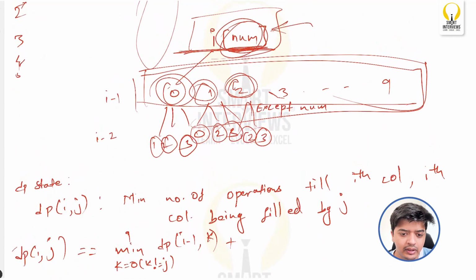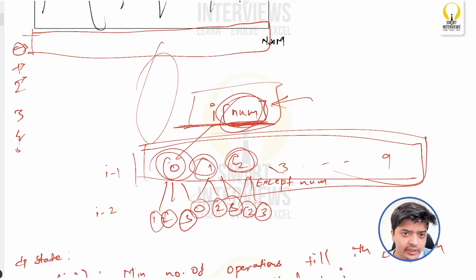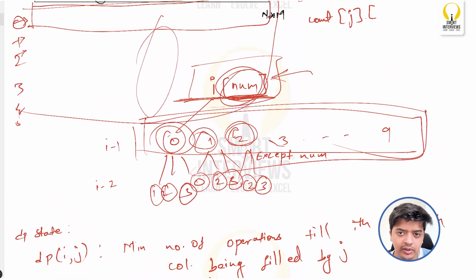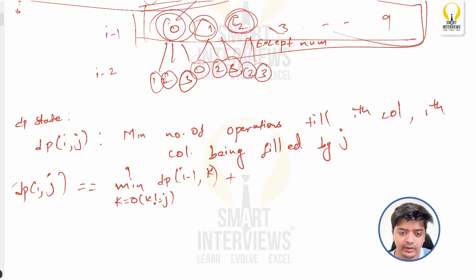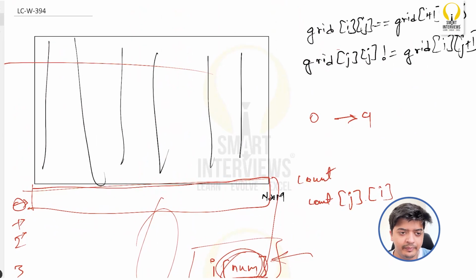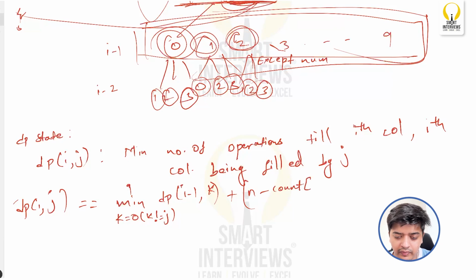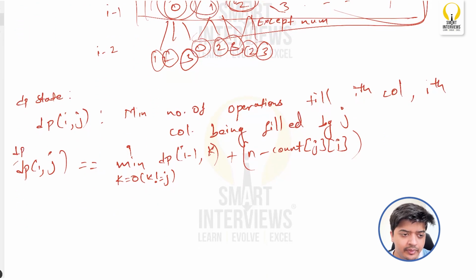So let's call the matrix that we are storing here count. Count of j comma I will give you the current count of that column. From that, I should subtract the number of rows, so n minus count of j comma I. That will be your DP statement.